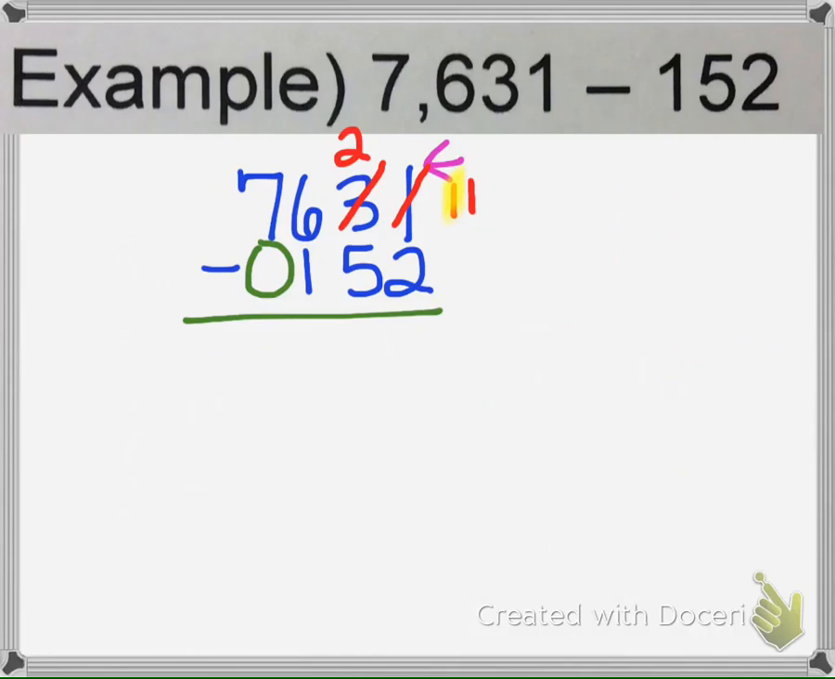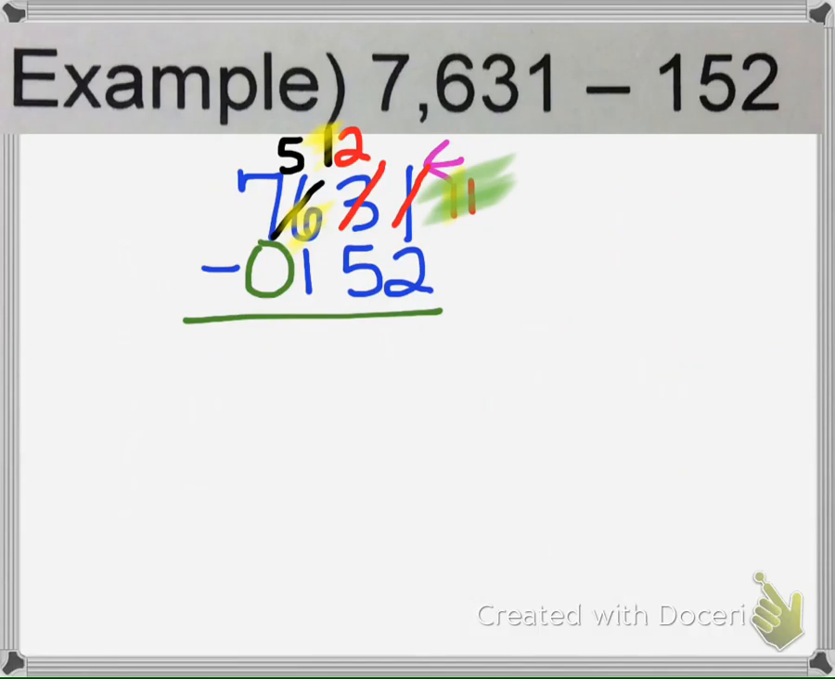Now, we have a problem. This 2 here is not larger than this 5 here. So we're going to need to borrow again. So we're going to take 1 from the 6 and make it a 5, so that we can borrow a 1. We get this 1 from this 6 here and make it 1 less. So now it's 12. So now the top row is larger than the bottom row, and we are ready to subtract.